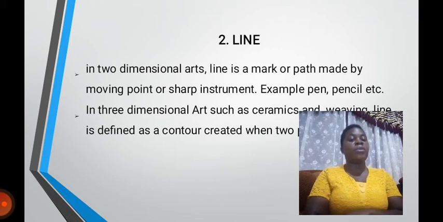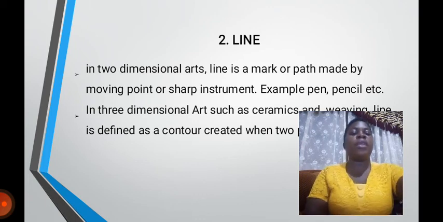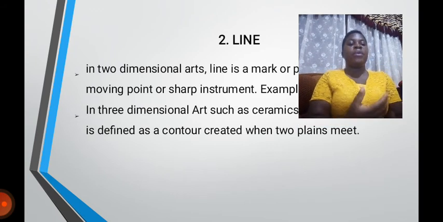So that's what we call line. You can define it as a mark or a path made by a moving or sharp instrument. Then another one, in 3-dimensional artwork, such as weaving, a line is defined as a contour created when two planes meet.